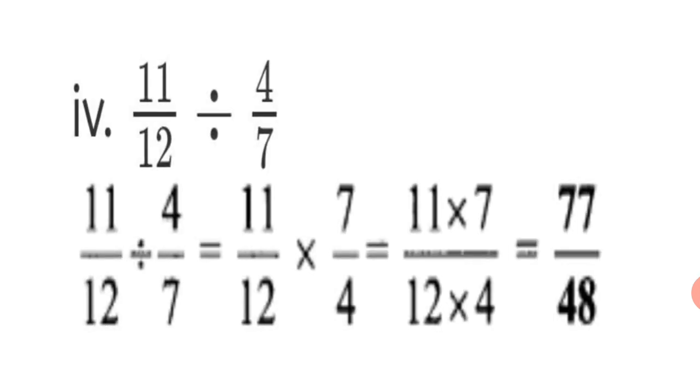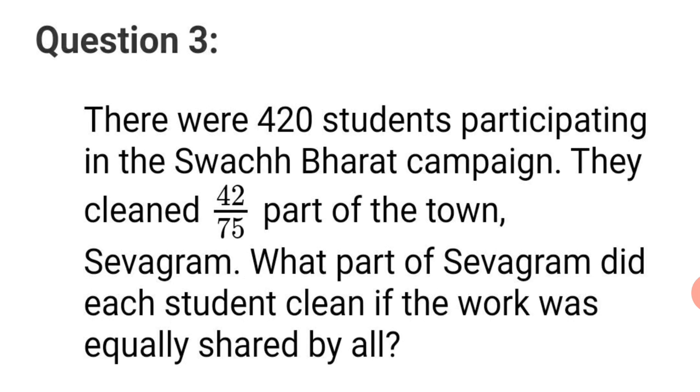Fourth sum, 11 upon 12 divided by 4 upon 7 is equal to 11 upon 12 into 7 upon 4, which is equal to 11 into 7, 77, 12 into 4, 48. So 77 upon 48 is your final answer. So again here what we have done: first fraction as it is, division becomes multiplication, and the next fraction we write as reciprocal. Okay, so let's do one word problem on this.